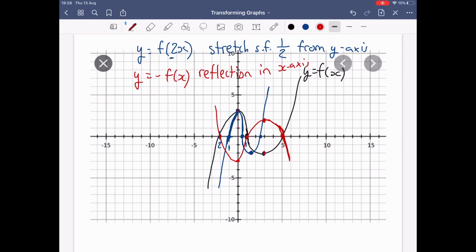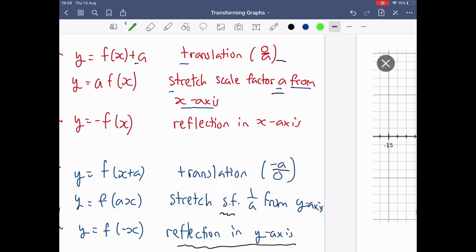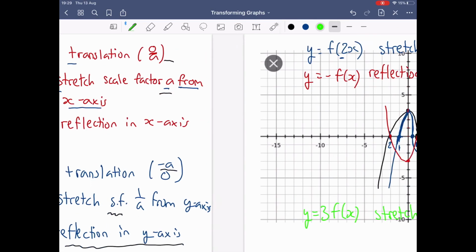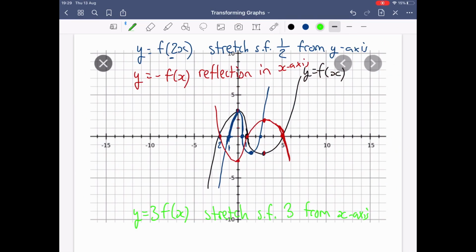Okay, and now for the final one, let's choose green color. We will do y equals 3f of x. Pause the video now if you want to give this a go. Okay, let's go through it. So we've multiplied by something on the outside, so this is another scale factor. So this is stretch, scale factor 3 from the x-axis, as you can see here. Okay, so what does this mean? We find the distance from a point to the x-axis, and we multiply that by 3.